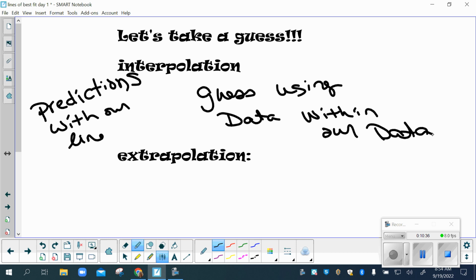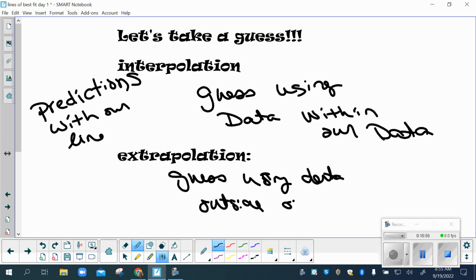If I'm just asking you guys about your feet, and then I ask about baby feet, it isn't going to work very well. That is trying to make a guess using data outside of our data set. Now, sometimes it will work. But you know what? Extrapolation, not as dependable. Interpolation, we can depend on. But extrapolation, we can't depend on that. It's kind of sketchy. Once you start going outside, it starts getting sketchy.